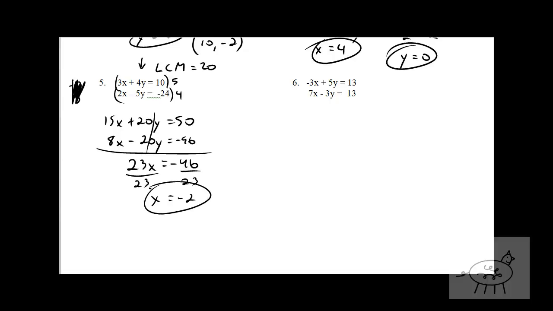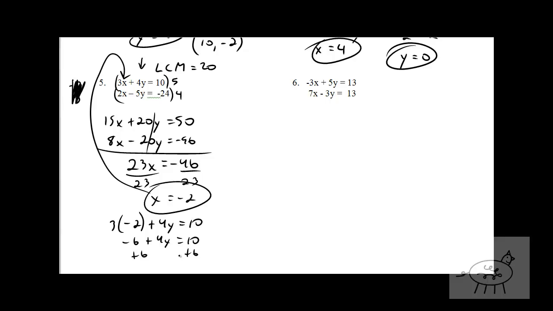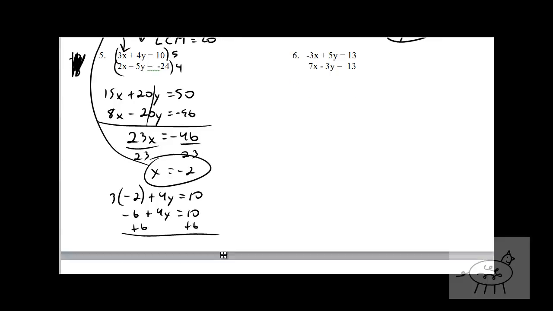Now, which one do you plug back in? I always say plug back into one of the original ones. In fact, this one looks like it's the best one right here, that x. So it's 3 times negative 2 plus 4y equals 10. So negative 6 plus 4y equals 10. Add 6, and you get 4y equals 16. Divide by 4. y equals 4. Okay, there we go. So the answer is (negative 2, 4).